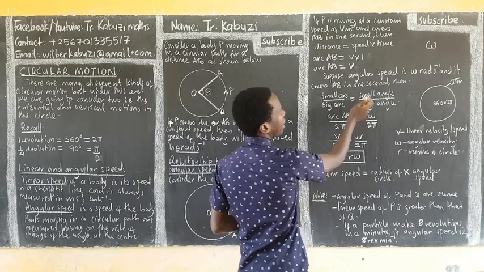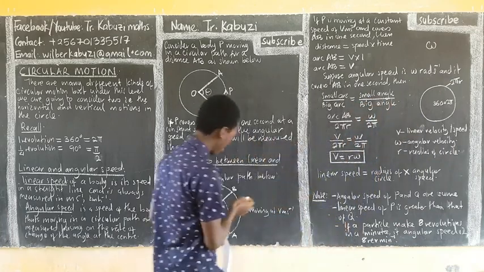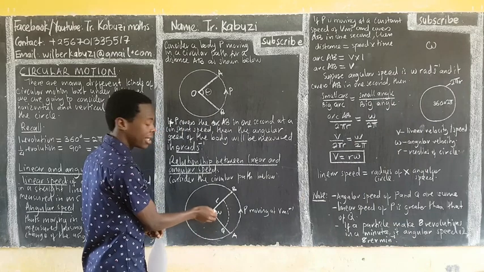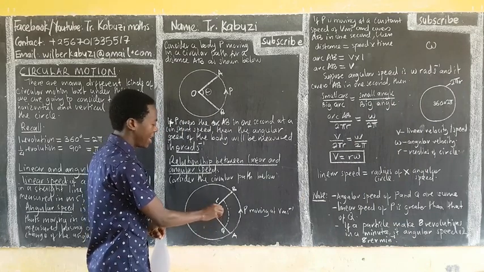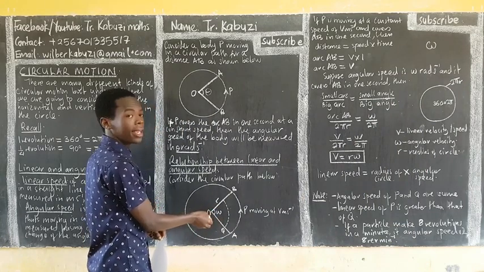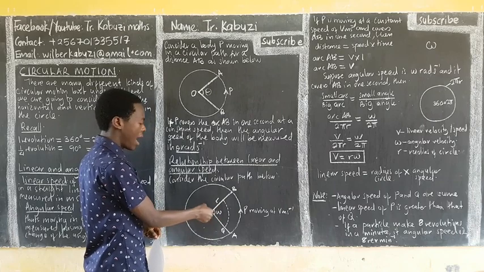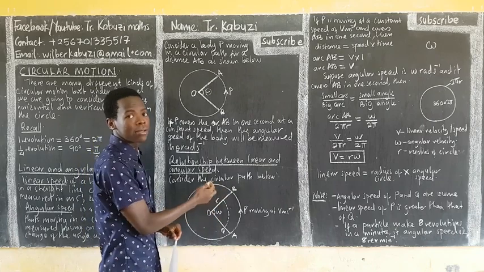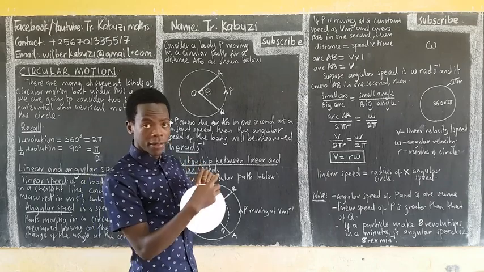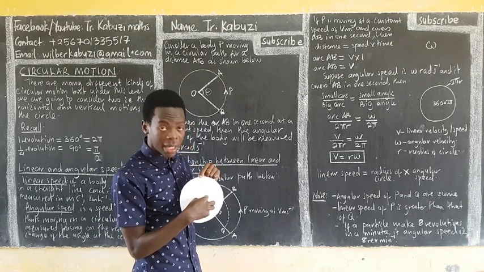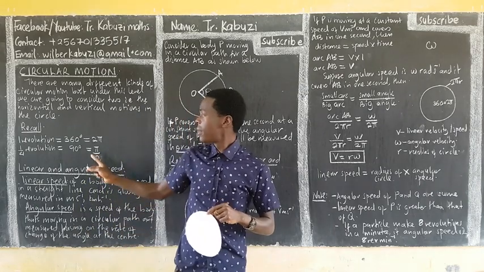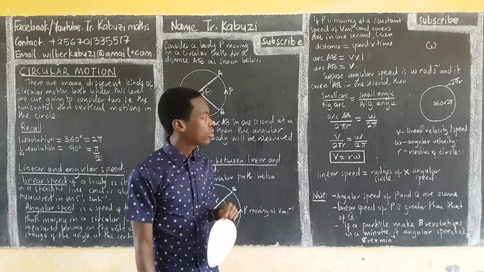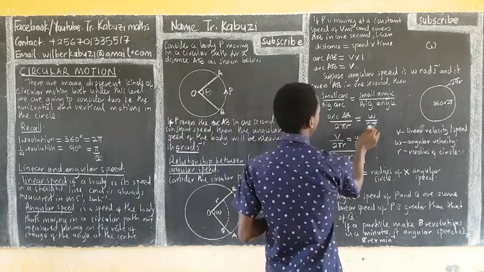Then the small angle here is omega. The whole circle, the big angle here, is 2 pi. If I cover the whole of this, the angle moved is 2 pi, or 360 degrees, or the complete revolution. So you see, it's 2 pi.